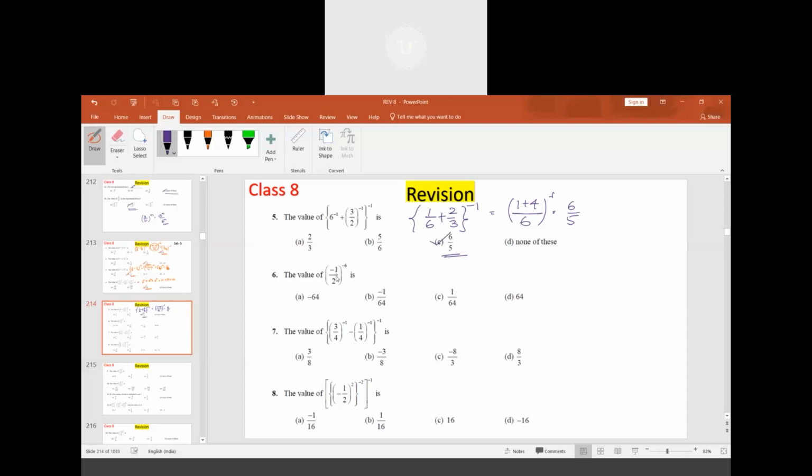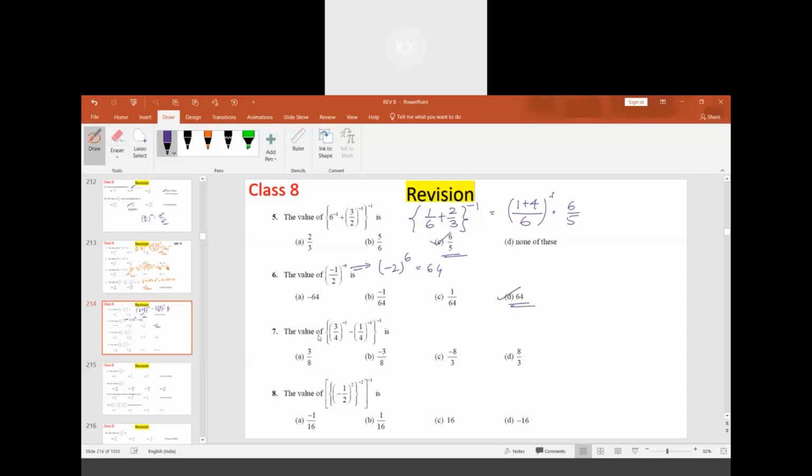Next, 1 by 2 minus 1 by 2 to the power minus 6. The power is minus 6, so we can make it reciprocal, and it will be 2 to the power 6, which is 64. Option D, 64 is the answer. Yes, very good.